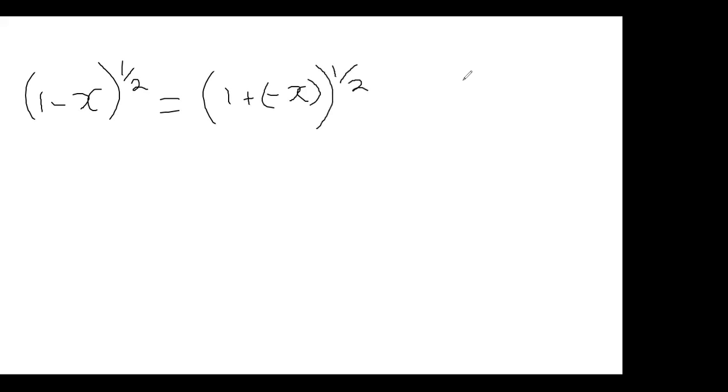So the expansion for 1 minus x to the power half, we know this can be written as 1 plus negative x to the power half, like that. So we are saying that n is half, and x is now replaced by negative x. I'm not saying that it's equal to negative x. It's just being replaced by negative x. Then we carry out the expansion.